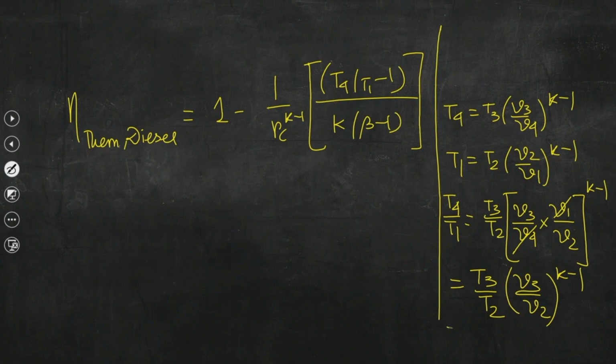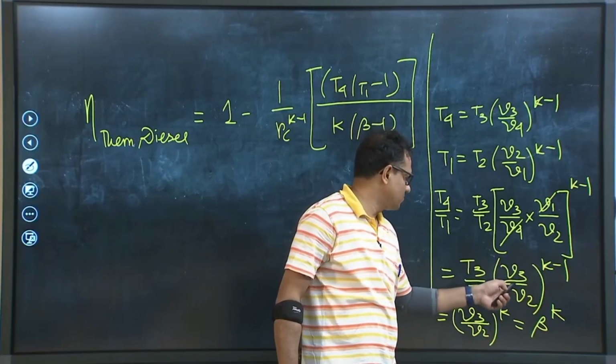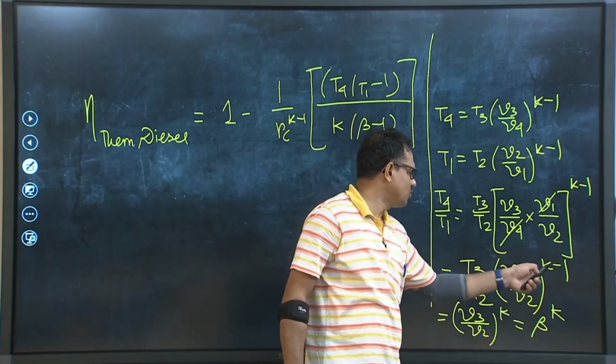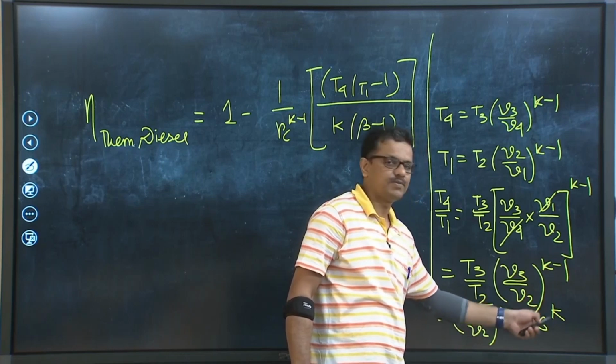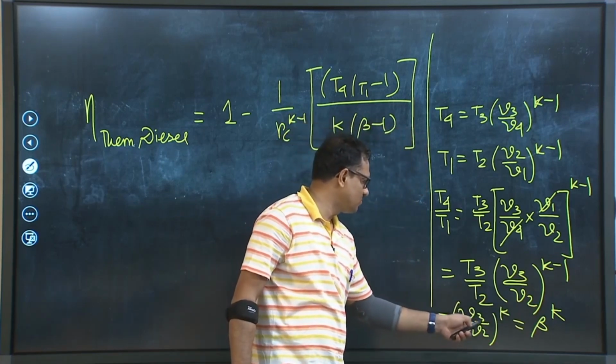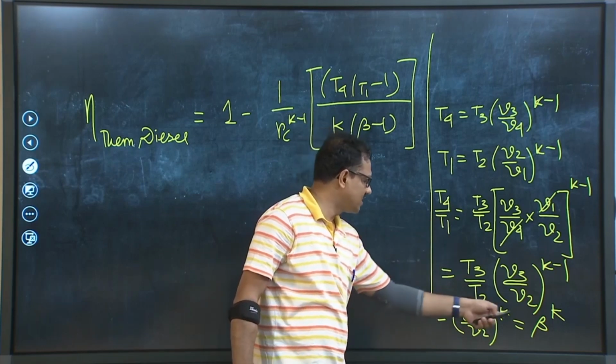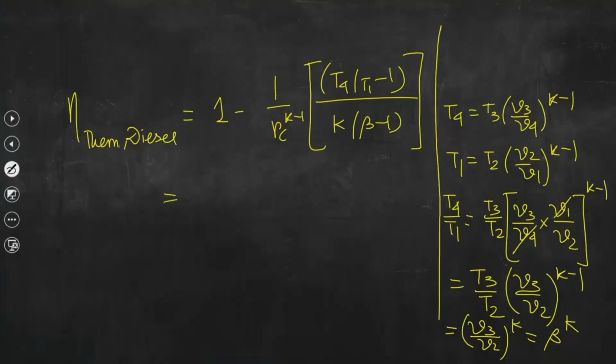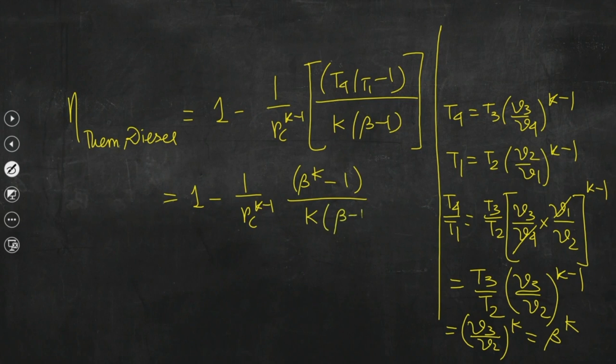So, I can write this is V3 by V2 power k, that is beta power k, because T3 by T2 equal to V3 by V2. So, V3 by V2 into V3 by V2 power k minus 1, that is V3 by V2 power k, and that is beta power k. So, if we replace the value of V3 by V2, that is T4 by T1 equal to beta power k over here, then we can write the final expression: 1 minus 1 upon RC power k minus 1 into beta power k minus 1 divided by k into beta minus 1.